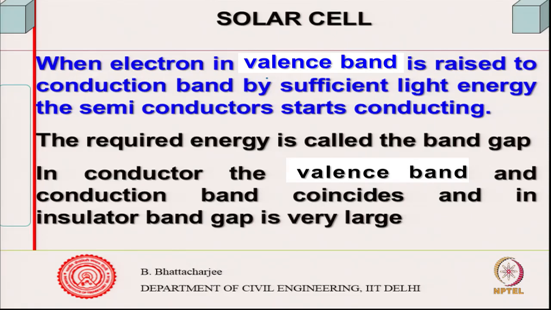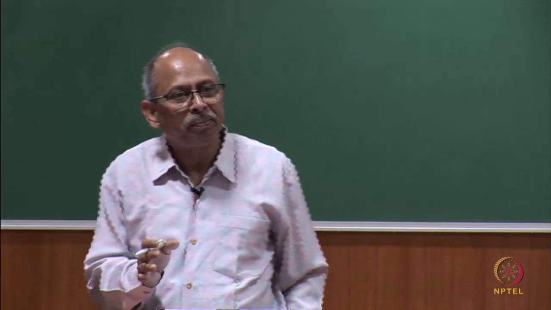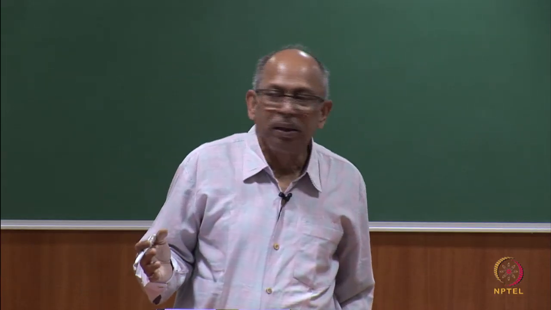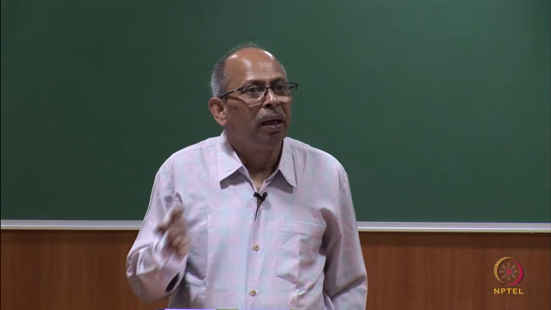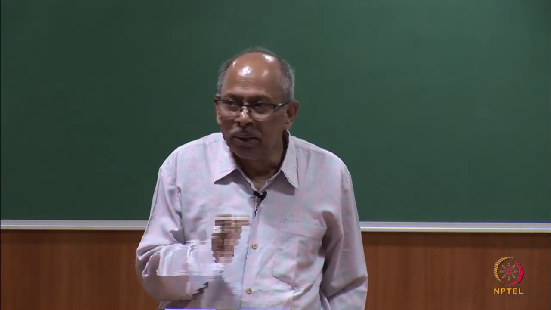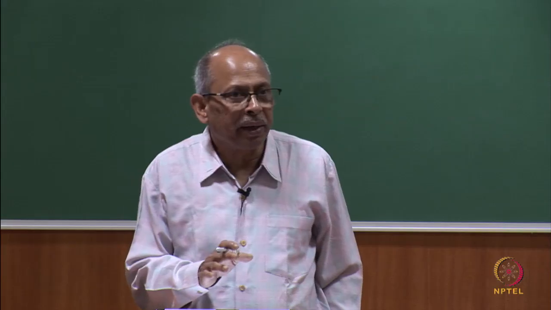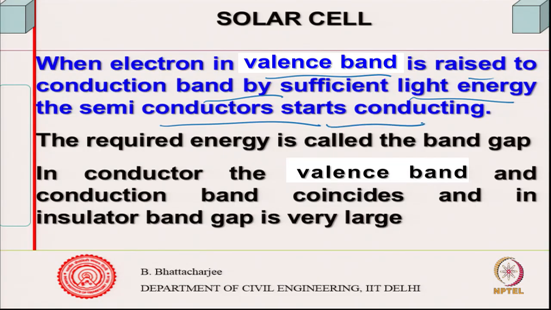When an electron in the valence band is raised to the conduction band by sufficient light energy, the semiconductor starts conducting. So, semiconductors are in between; metals are conductors, non-metals are insulators. In the periodic table, the ones in between are semiconductors. When you supply sufficient light energy, they can actually start conducting. This required energy is called the band gap.